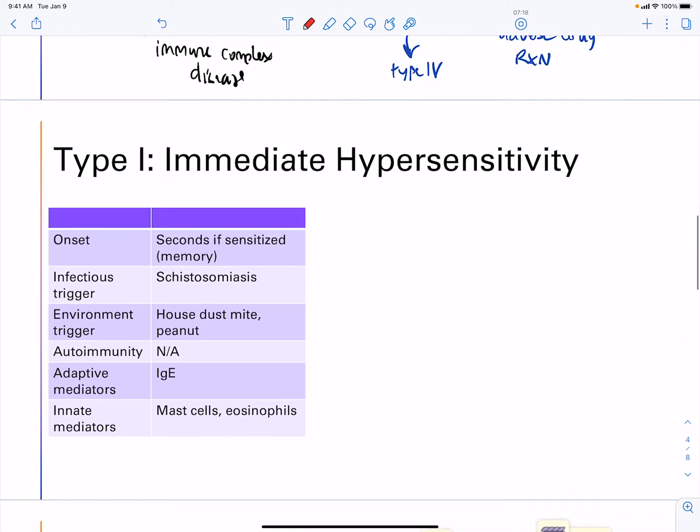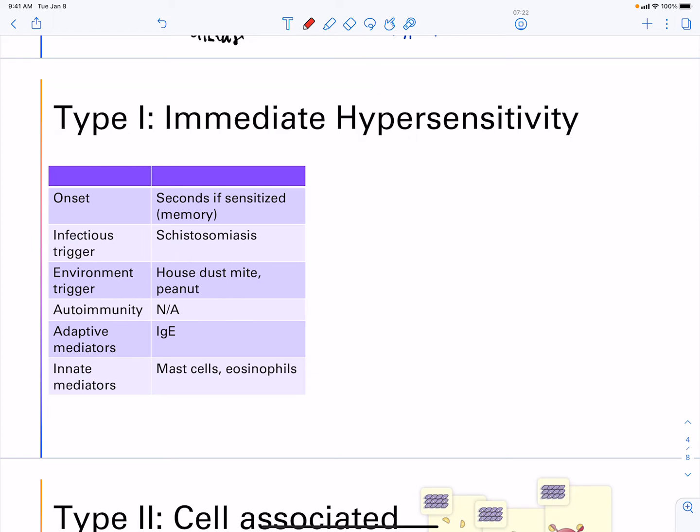Okay, so let's go through these individually very quickly and give some examples. So type 1 or immediate hypersensitivity is going to be mediated by the IgE response and mast cells or eosinophils. And again, this is going to occur in seconds. That's why it's called immediate.